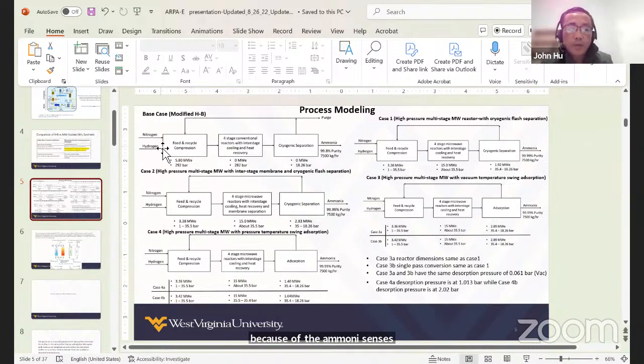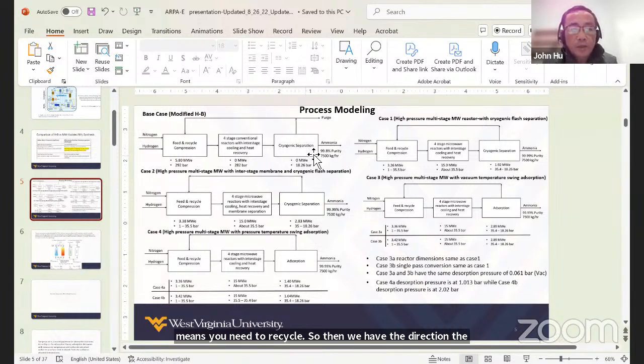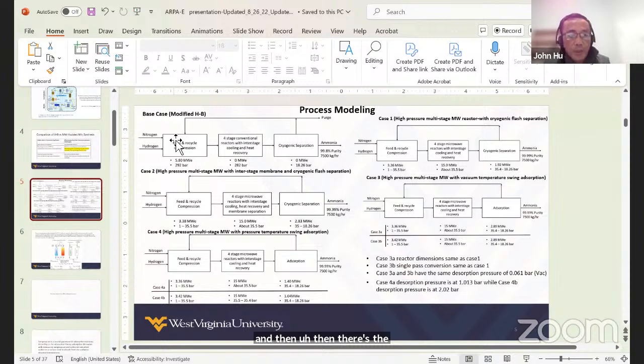The single pass conversion is not 100%. That means you need to recycle. So then we have the reaction part, and then there's the downstream separation. Okay, so the base case is the Haber-Bosch case. This is the base case, and then we use the cryogenic case.